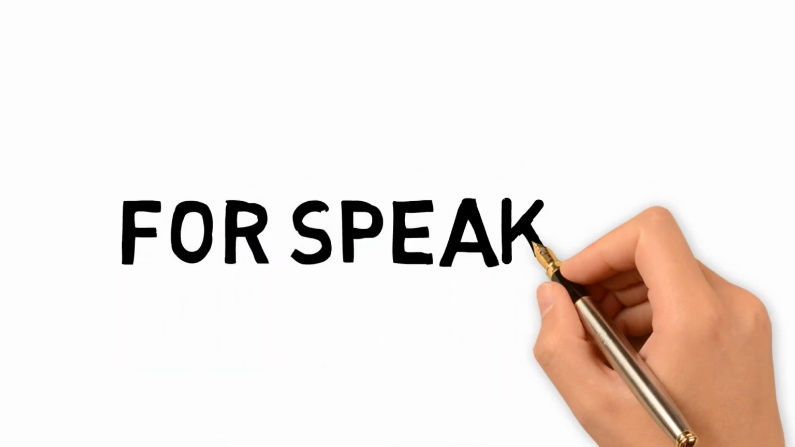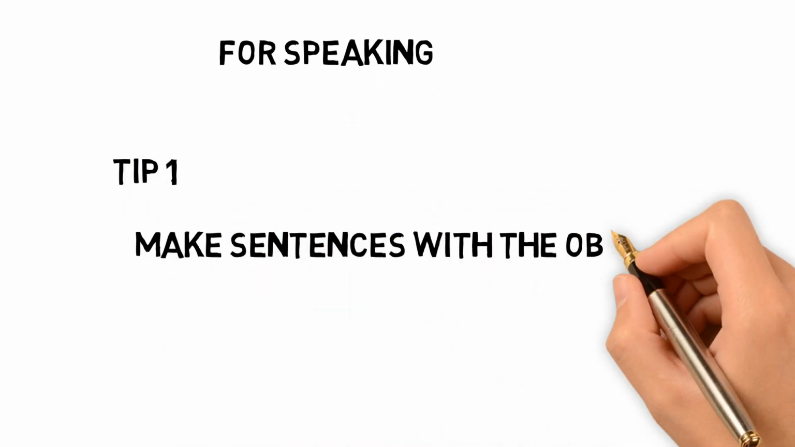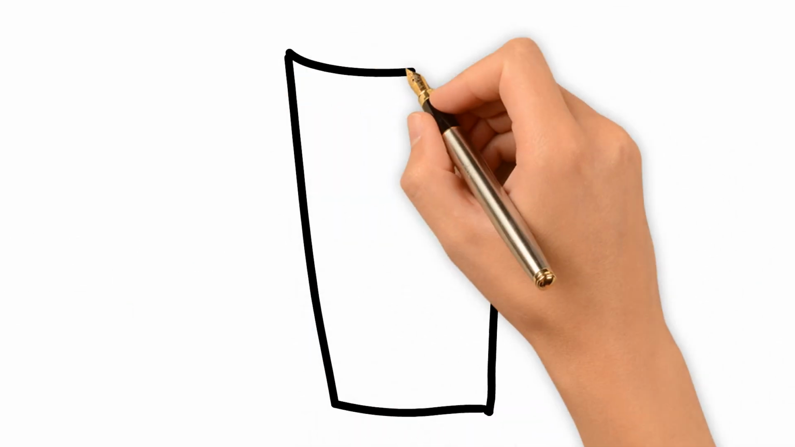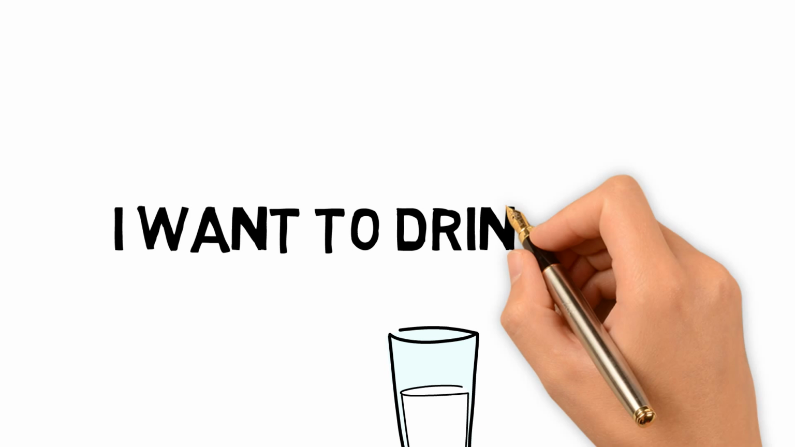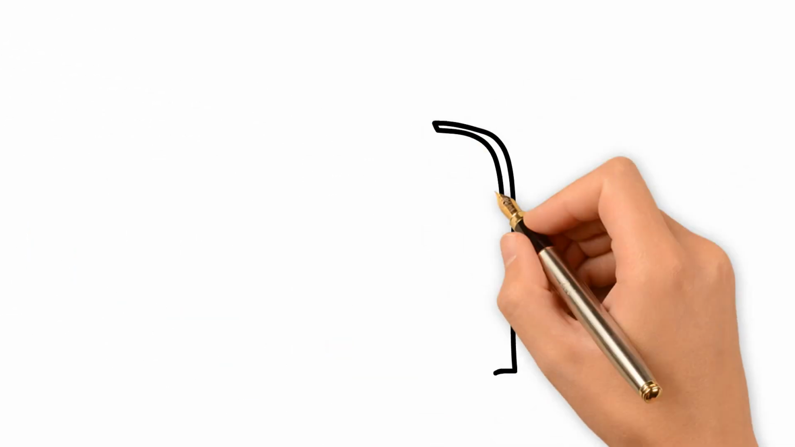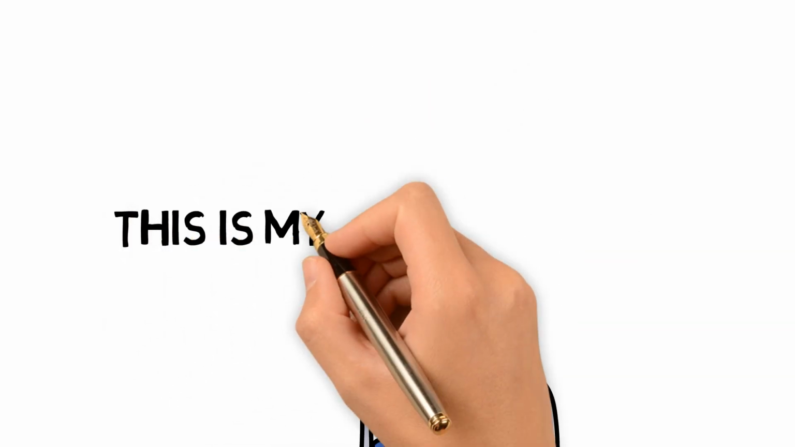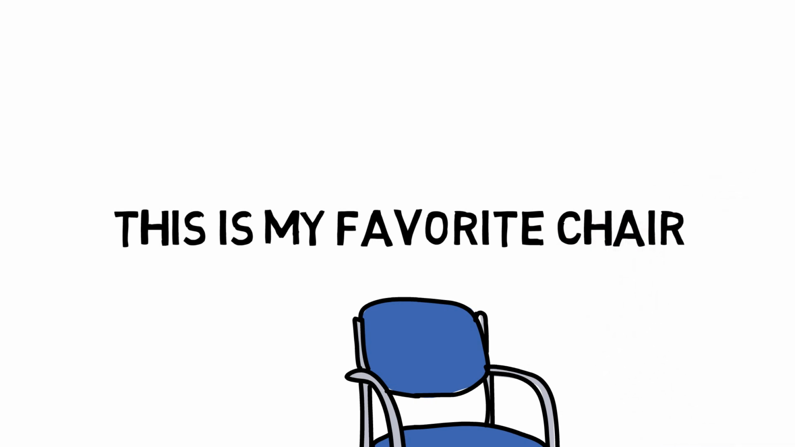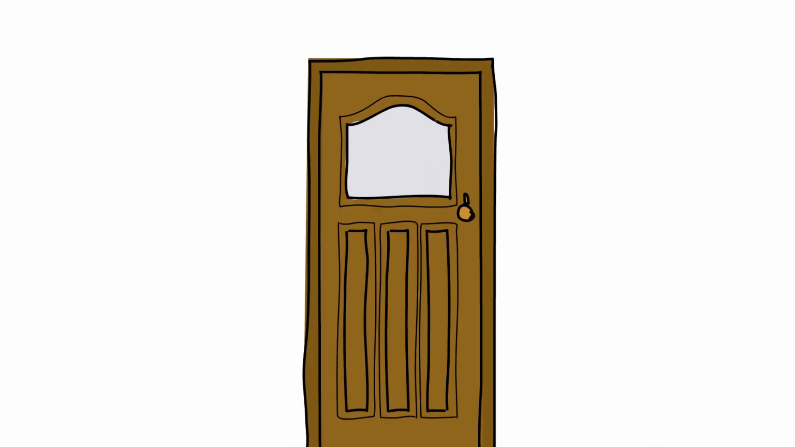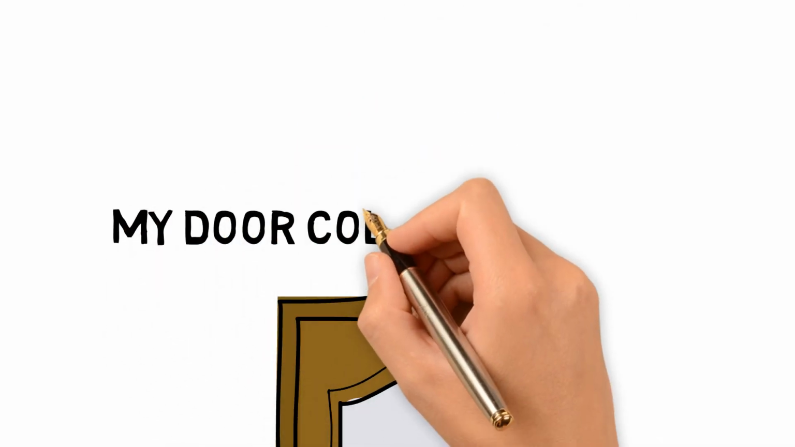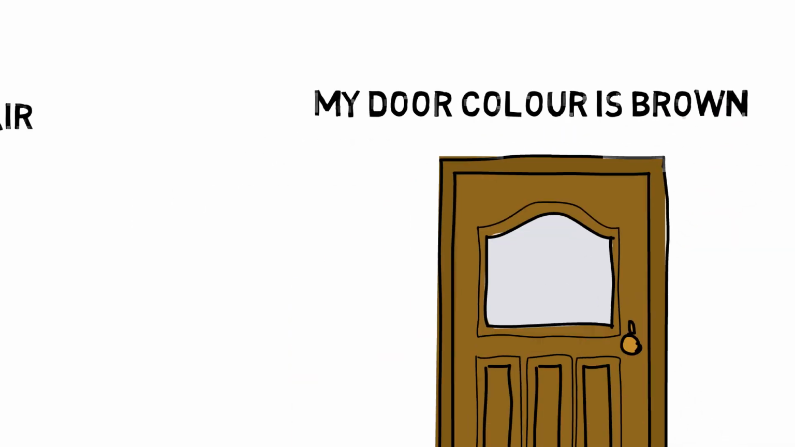Now the second point is how you can improve your speaking skills. Tip number one is make sentences with the objects which are present at your home and then speak over them. For example, if you are having a glass of milk, you can say, I want to drink milk. If you are sitting on a chair, you can say, this is my favorite chair. That's how you have to improve. Some other examples: you have a door in your home, so after seeing the door you can say, my door color is brown. So this is how you have to speak.